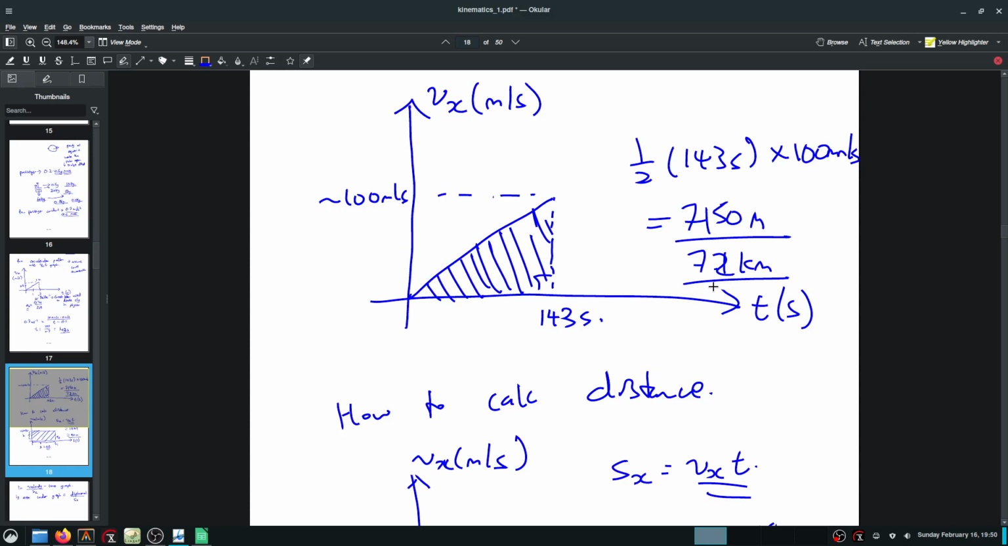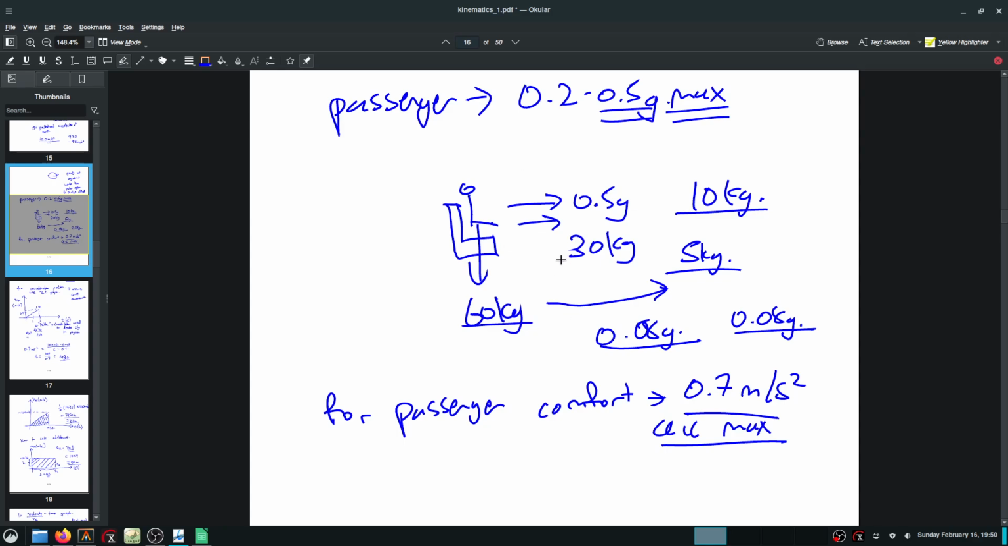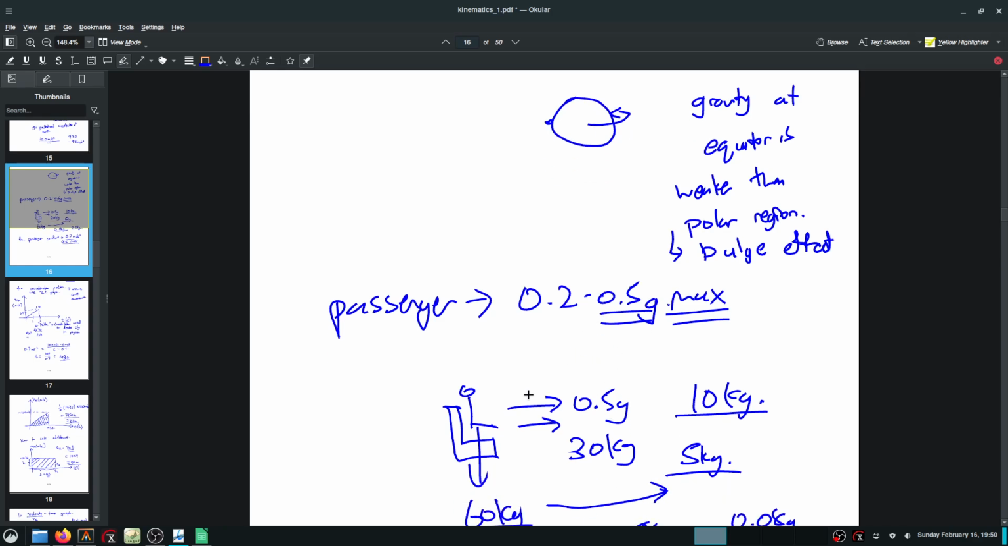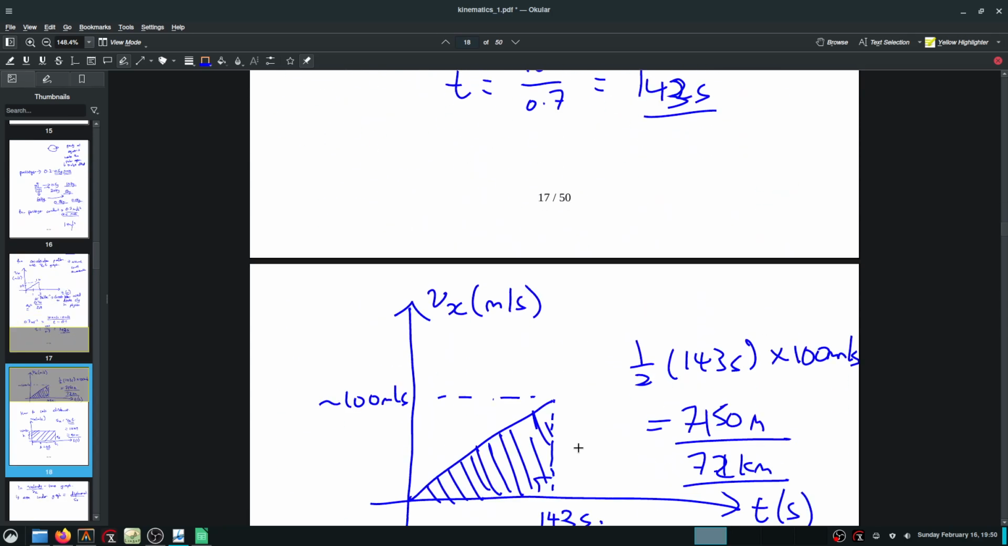But what I want you to note more is this thought process of how you use acceleration. I determined it using this kind of limit for the human body. Maybe instead of 0.7, we'll have 1.4 meters per second squared. It gives a little bit more discomfort, but you shorten your runway a lot. So there are some trade-offs, you may have some discomfort, but the process is the same.